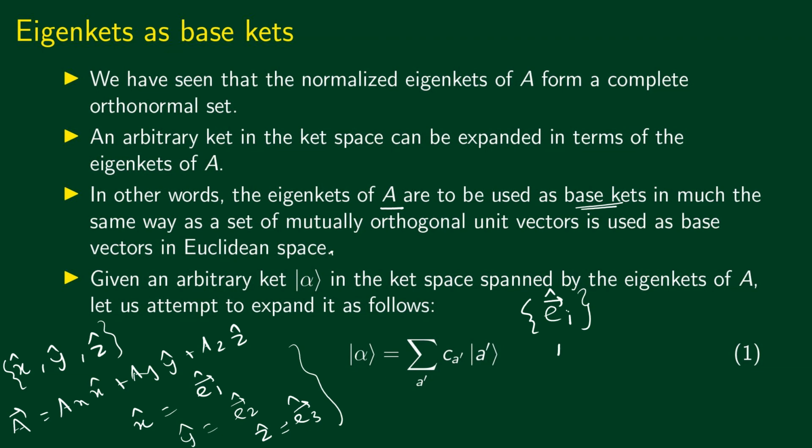Now the orthonormality condition can be written like this: ei vector hat dot ej vector hat is equal to delta ij. This means that if these are the same base vectors, then it is 1. If these are different, it's equal to 0. The scalar product is equal to 0. This is what we mean when we say that this is an orthonormal set.